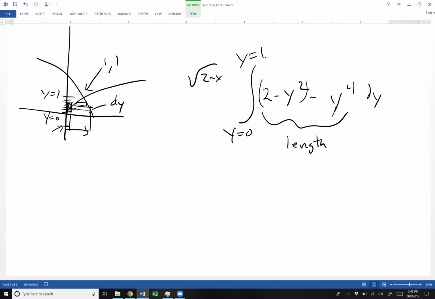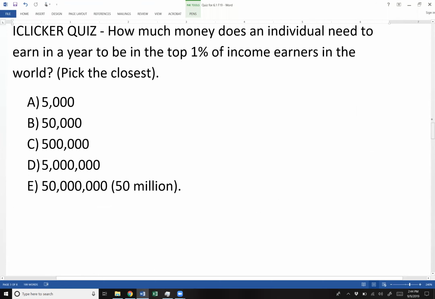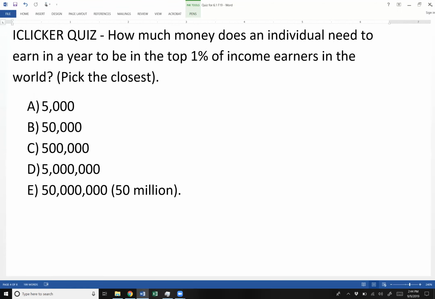So, all right. We're going to do a quick clicker question. This is just for fun. If you don't have it out, you don't have to. I know you're wondering what this has to do with anything. Let me get this done.